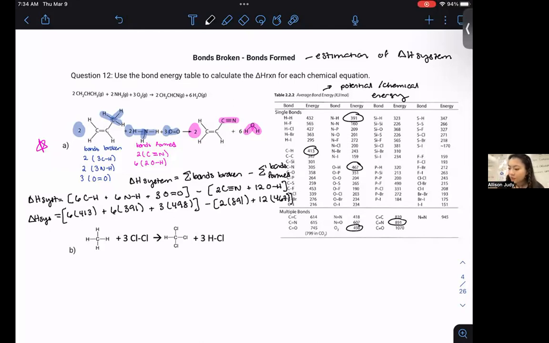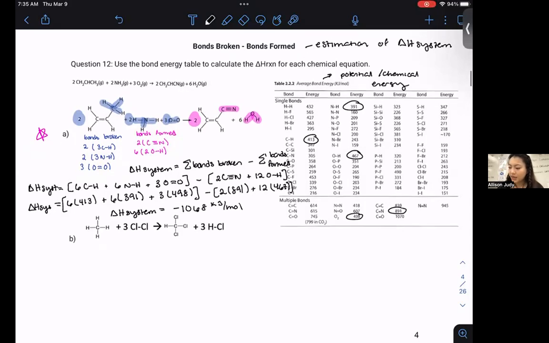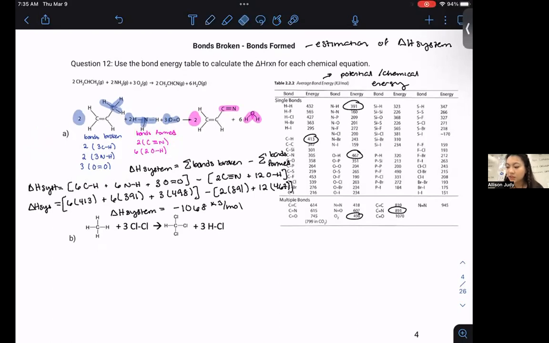Okay. And what we would do then is we would add all this together, subtract the respective sum of the bonds formed value, and we would get an estimated value for the enthalpy of the system, for which this particular reaction, with this particular combination of bonds breaking and bonds forming, or the bond rearrangements, is exothermic with a negative 1.068 kilojoules per mole. And that would be how we solve this.